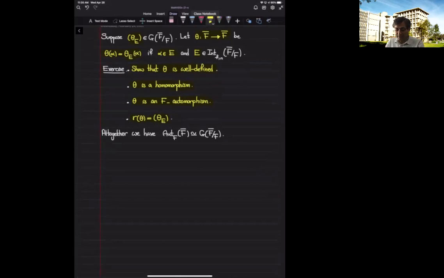So altogether, we get that the group of automorphisms of F bar over F is isomorphic to this strange-looking subset of the direct product of these finite groups. This strange-looking subset is called the inverse limit of these finite groups, for now.